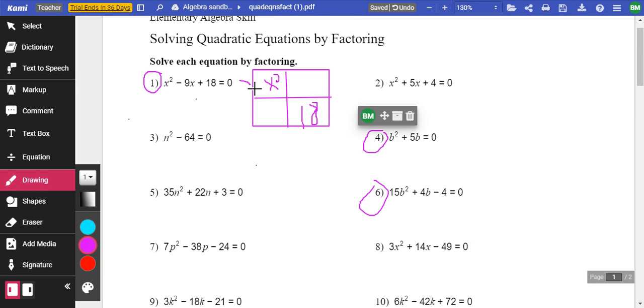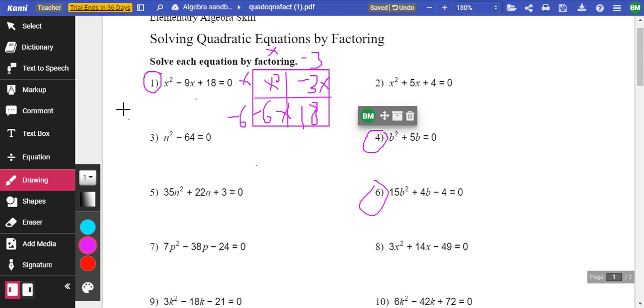So I get x and x. And two things that multiply to give me 18 that add up to negative 9. We've got 6 and 3. 2 and 9 don't do it, so it's got to be 6 and 3. And they both have to be negative because a negative times a negative gives me a positive, but a negative plus a negative gives me that negative. So we get negative 3x and negative 6x, which will add up to that negative 9x.